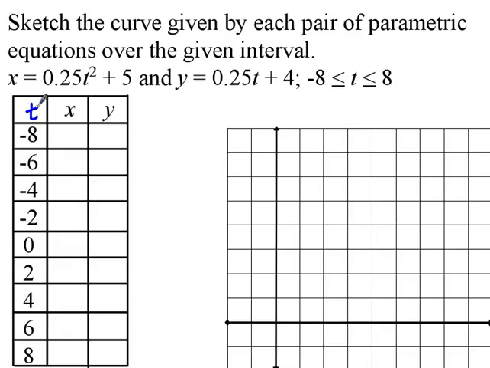So if I start by squaring -8, what do I get? Square -8, you get 64. 1/4 of 64 is 16, plus 5 is 21. Okay, do the same thing with -6. What do you get? 14. What do you get when you do -4? 9. When you do -2? 6. What about 0? 5. What about 2?